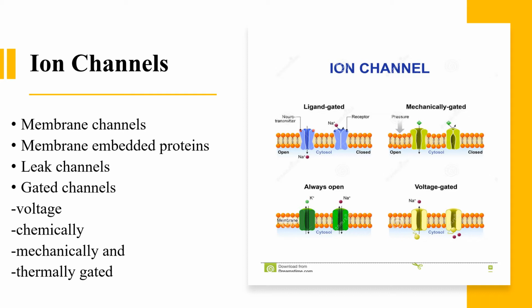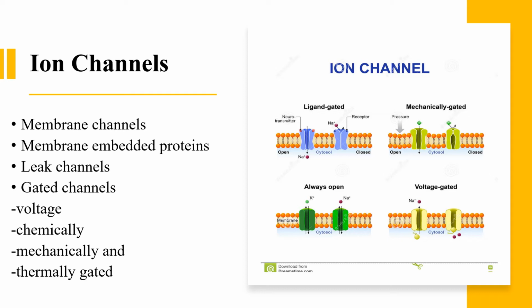Gated channels, in contrast, have gates that can be open or closed, permitting ion passage through the channels when open, and preventing ion passage through the channels when closed. Gate opening and closing occurs in response to a triggering event that causes a change in the conformation, or shape, of the protein that forms the gated channel. There are 4 kinds of gated channels, depending on the factor that causes the channel to change shape.